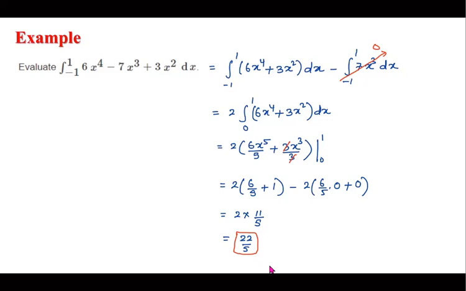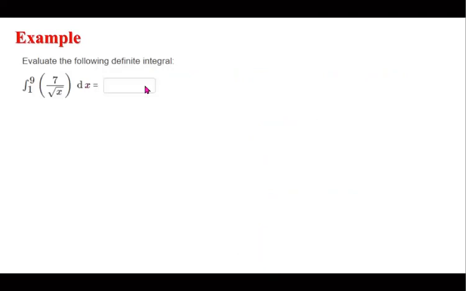Okay. Time for next example. Let's evaluate this definite integral. So here we want to evaluate this from 1 up to 9 of 7 over square root of x dx. What I'm going to do is rewrite this a little bit. So this is how I am thinking of rewriting it. This is equal to the integral from 1 up to 9 of 1 over 2 root x dx. And then I'm going to write a 14 here.